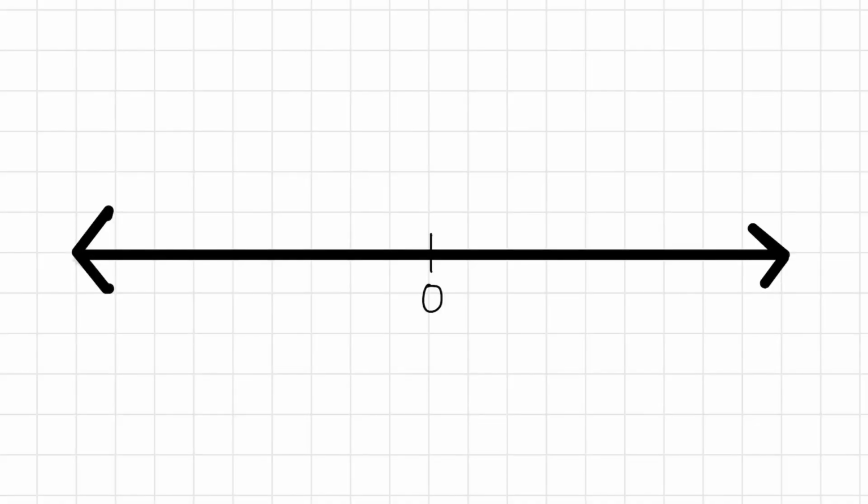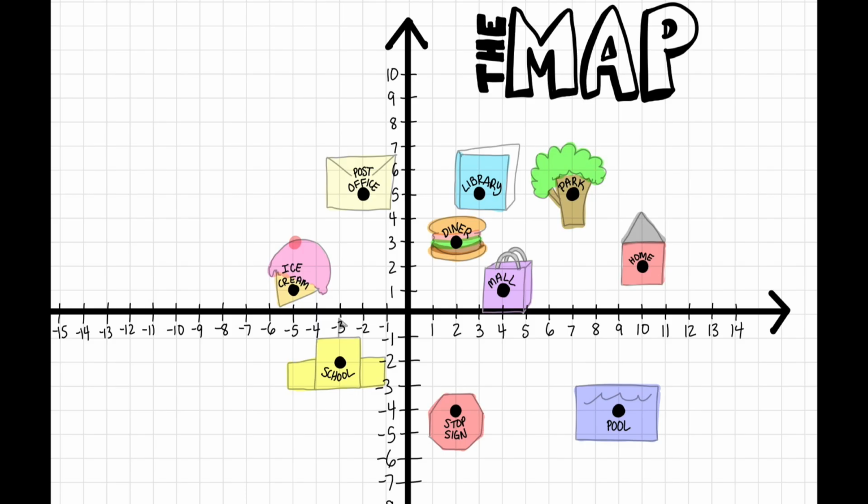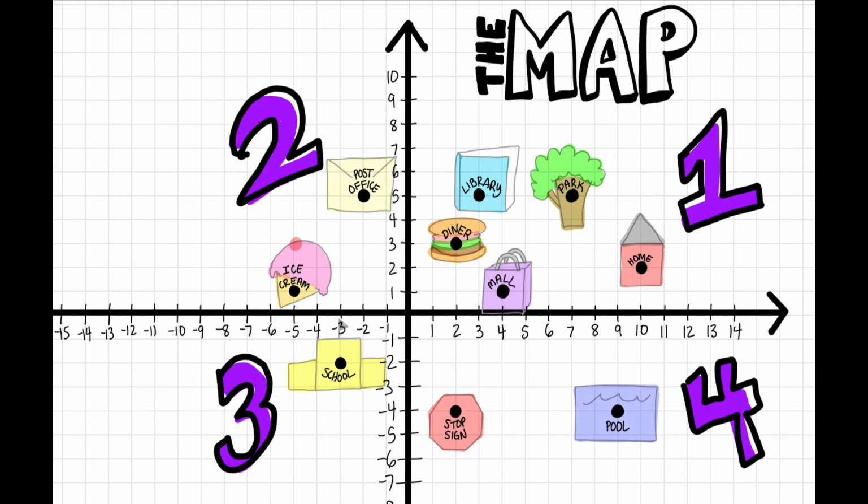Well, number lines don't stop at 0. There is a whole world of negative numbers that's just as big as the positive world. You see, if we're counting up from 0, we say 0, 1, 2, 3, 4. If we're counting down from 0, we say 0, -1, -2, -3, -4. So, if we extend both of these number lines to reveal the negative numbers, it reveals the other quadrants, quadrants 2, 3, and 4.